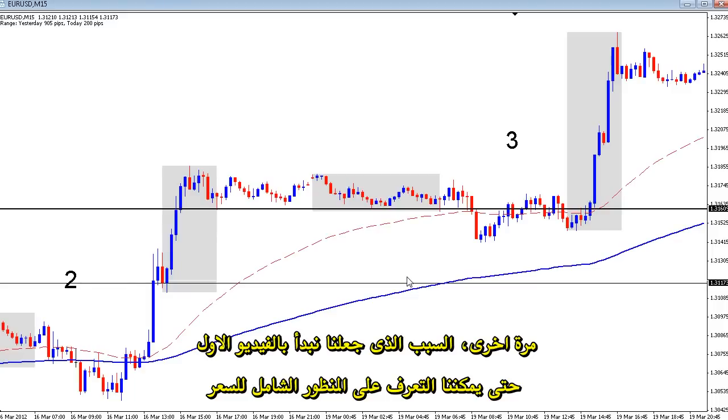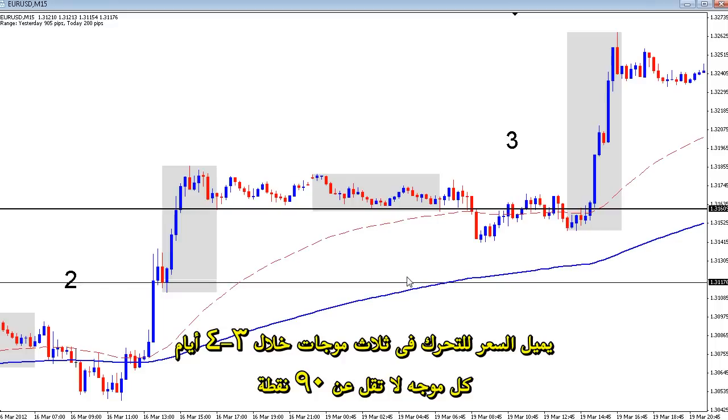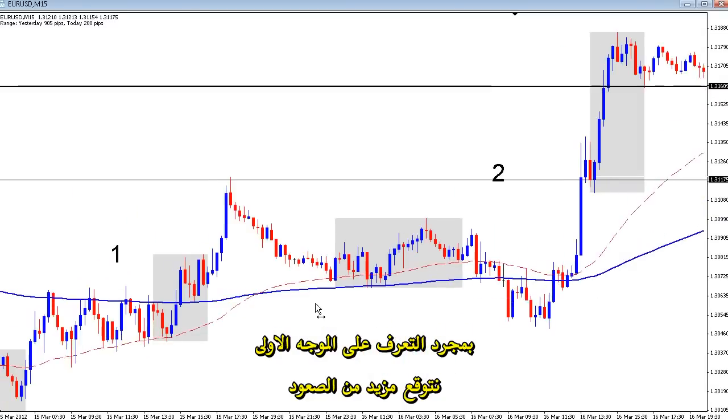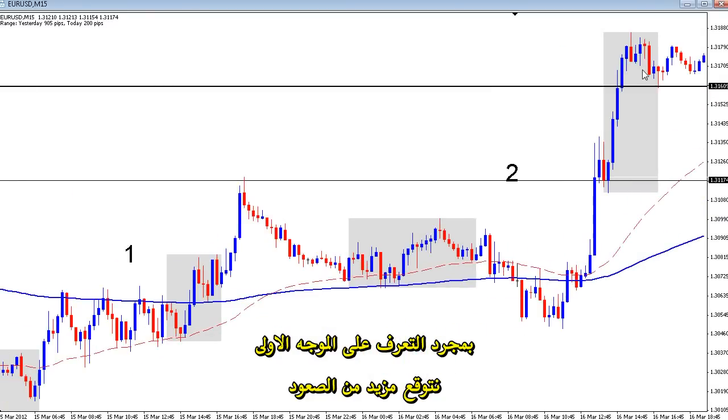And again, it's important to start out. The reason we started out with the first video is because we identify the overall perspective. They tend to drive the price in 3 waves over the course of 3 or 4 days. Each move tends to be 90 or so, at least 90 pips. And so what that does is once we've identified the first push, we're expecting 2 more to the upside.